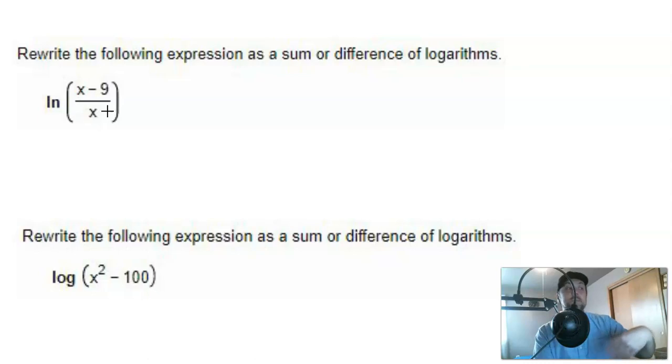So in fact, why don't you take a moment to pause the video and try to do this first example on your own, and then resume the video to see if you came up with the correct result.